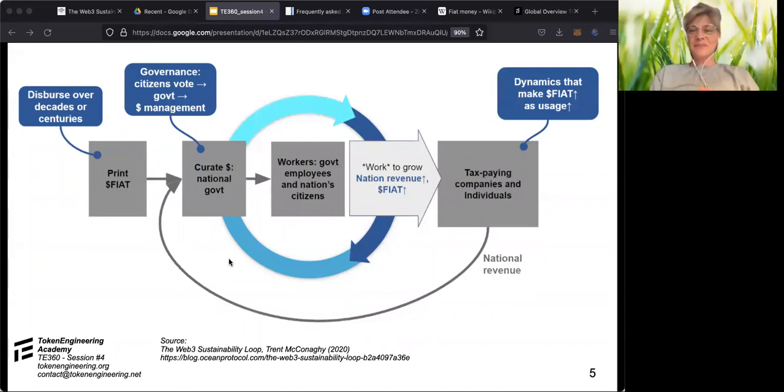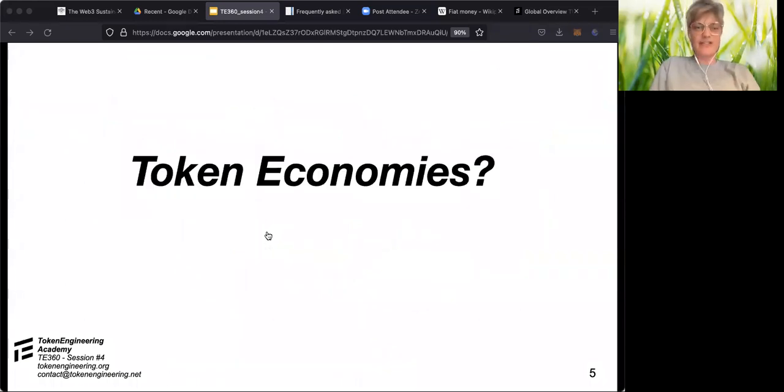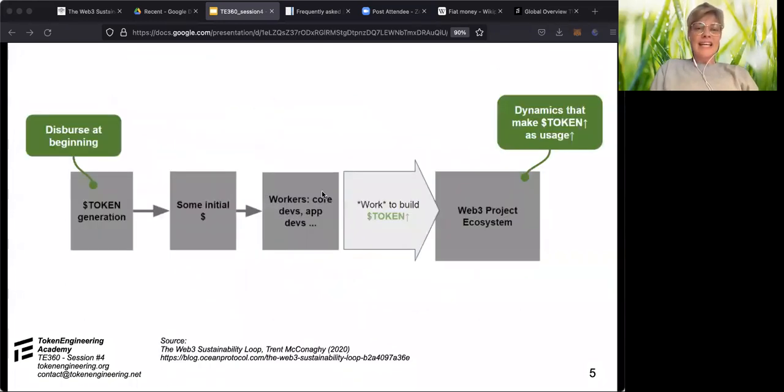All right. I'd like to continue now with the Web3 Sustainability Loop, as Trent McConaghy suggested. And here we first check the very simplest version, probably from this article published in 2020. This is how I would describe the ICO approach back in 2017.